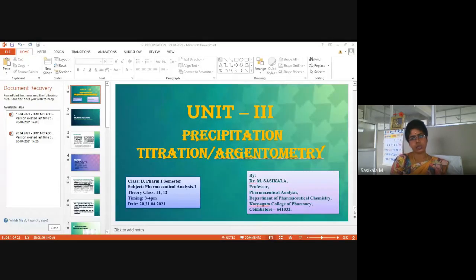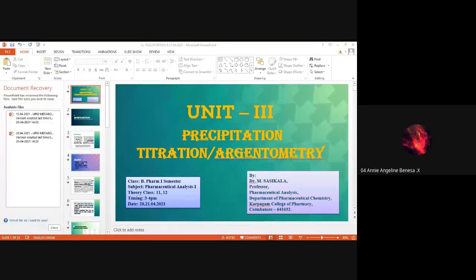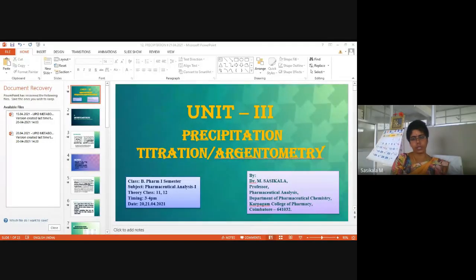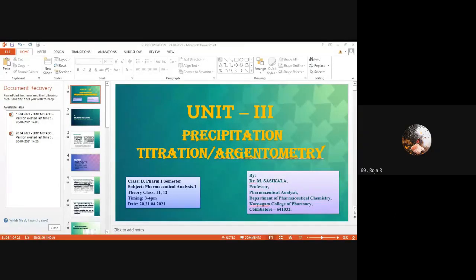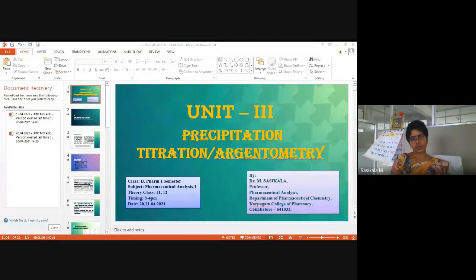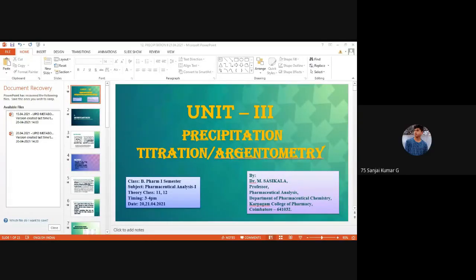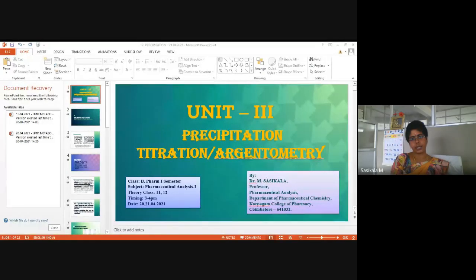Others can also give answers. Potassium chromate. Okay. What will be the end point? What is the color change at the end point of titration? Reddish brown color. Appearance of reddish brown color or appearance of reddish brown precipitate? Precipitate. So the white precipitate will be converted to reddish brown precipitate.